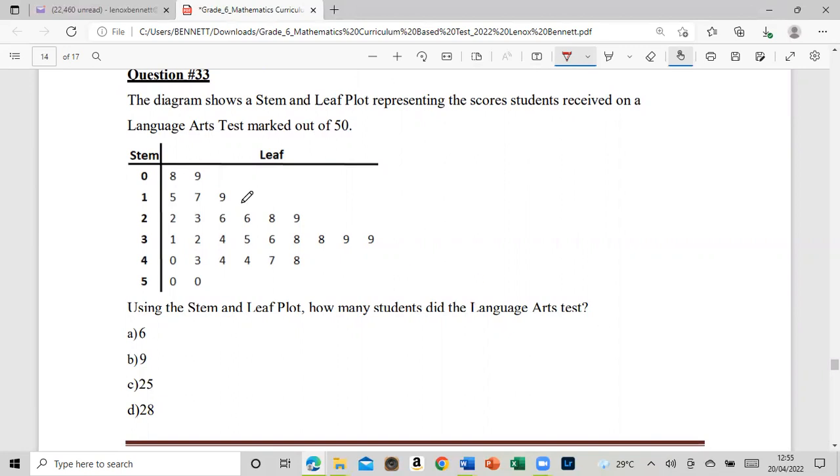All right, so let's just count these numbers. 1, 2, 3, 4, 5, 6, 7, 8, 9, 10, 11, 12, 13, 14, 15, 16, 17, 18, 19, 20, 21, 22, 23, 24, 25, 26, 27, 28. Right, so that will be 28.